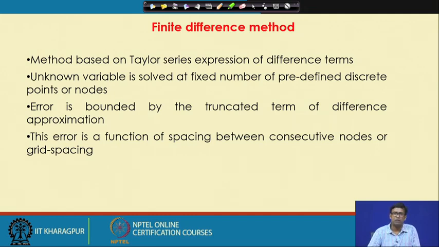Unknown variables are solved at a fixed number of predefined discrete points or nodes, which we are doing here. The error is bounded by the truncated term of the difference equation, and this error is a function of delta x or delta y, or dx, dy, which is the distance between two grid points in space. If we increase the number of mesh points, then the distance between two mesh points, dx, reduces, and the error, which is of the order of dx square or of the order of dx, reduces, and we get a more accurate solution.